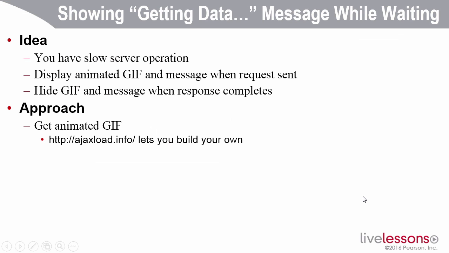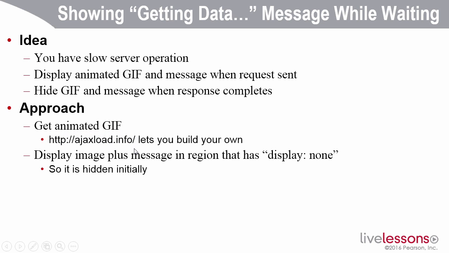So in order to display a temporary message and associated image while the user is waiting for the Ajax results, we first make an animated GIF, and one way to make it is to get it from ajaxload.info. Then we put the image and some sort of message like, I'm waiting for the server, please be patient, in an HTML region, often a div, and we specify that it has display none. When we say display none, it's hidden. The user doesn't see anything.